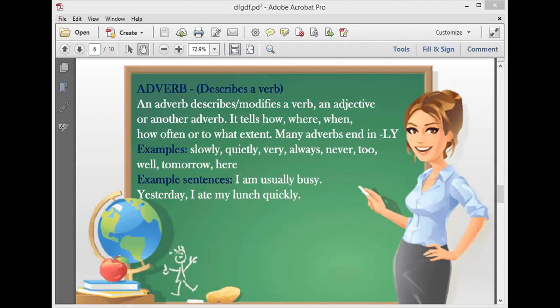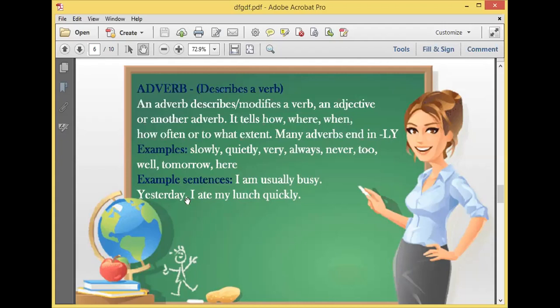Adverbs often end in ly, right? So an adverb describes, modifies a verb, an adjective, as we said. It tells how, where, when, and it usually, but not always, ends in ly. And these are some examples of adverbs like slowly, quietly, very, always. Examples of adverbs you can see in these two sentences. I am usually busy. Usually is the adverb here.